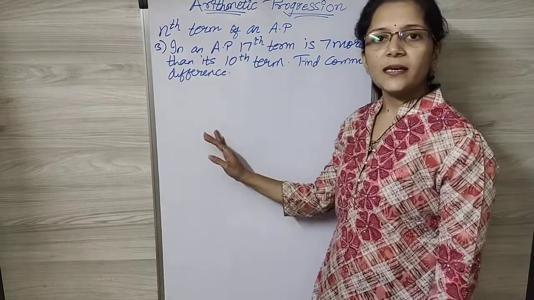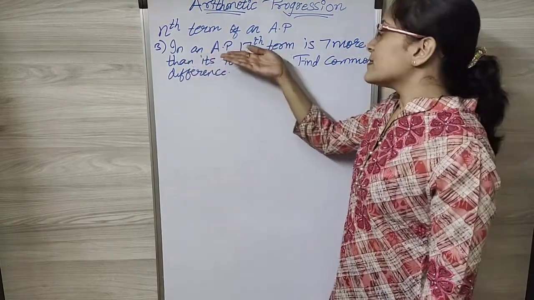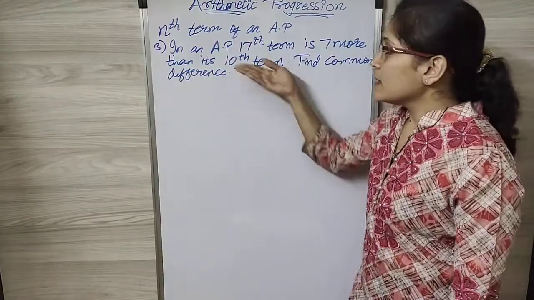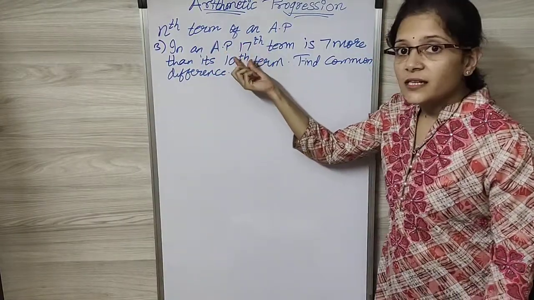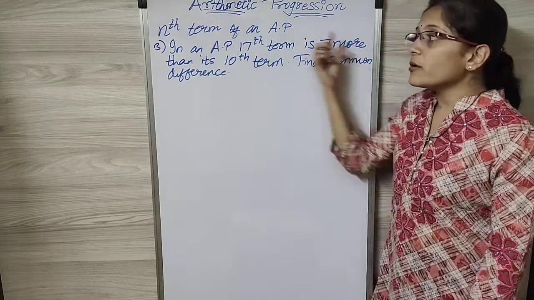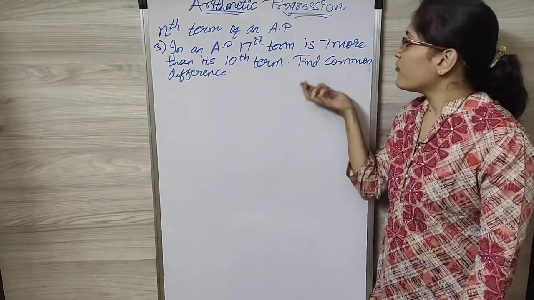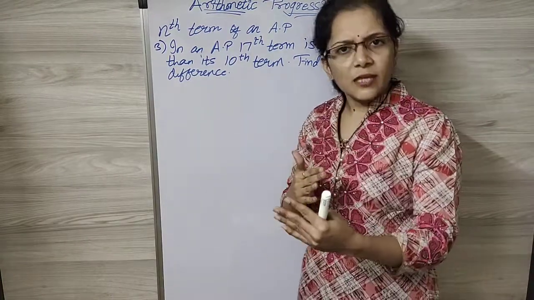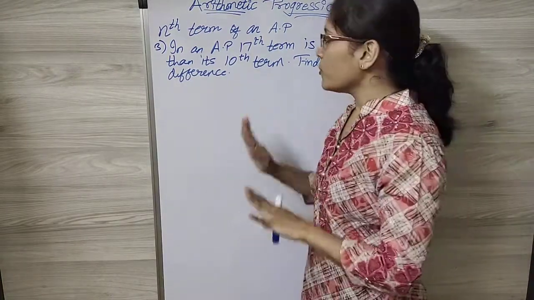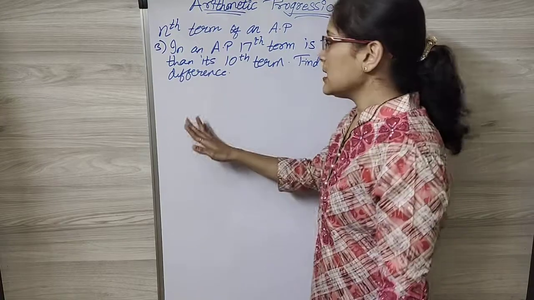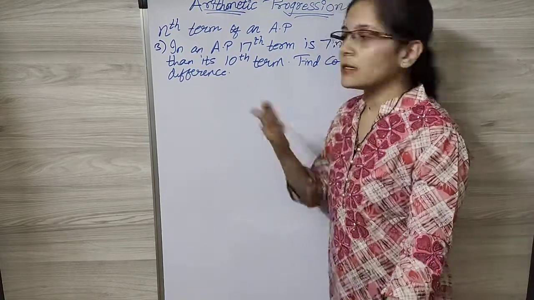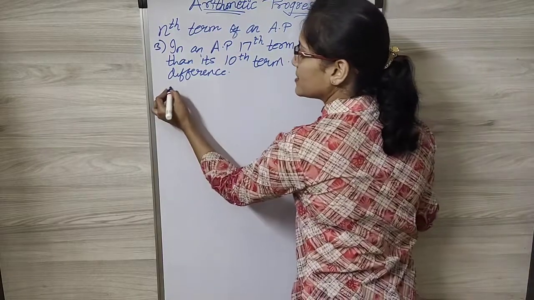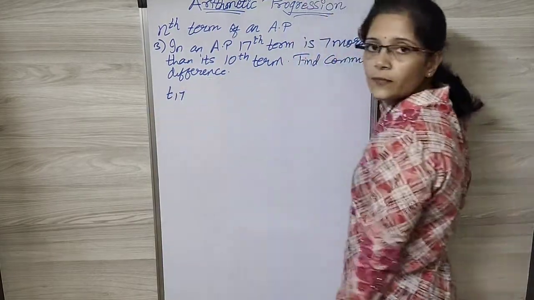The next sum is, in an AP, the 17th term is 7 more than its 10th term. Find the common difference, right? Same method, same thing. Nothing to be panicked, nothing to be worried. See here, you just have to understand the question. In an AP, the 17th term, that is T17, right?